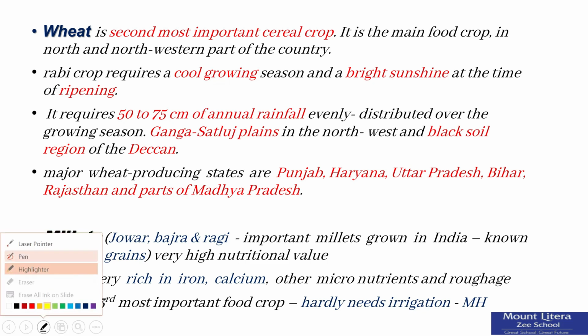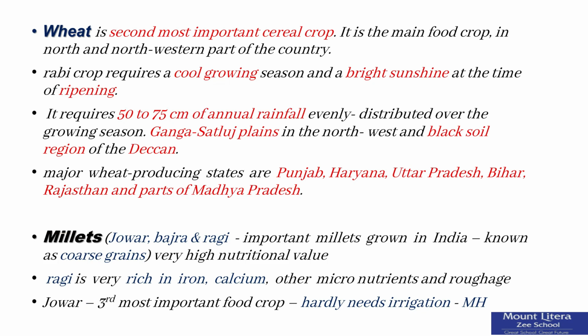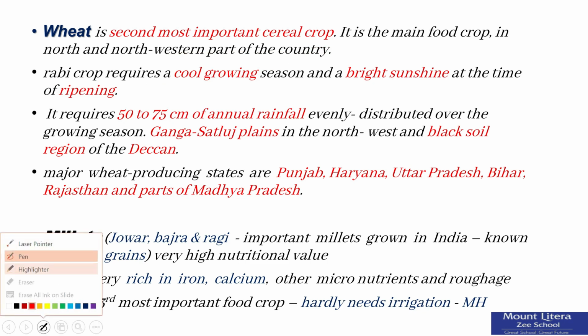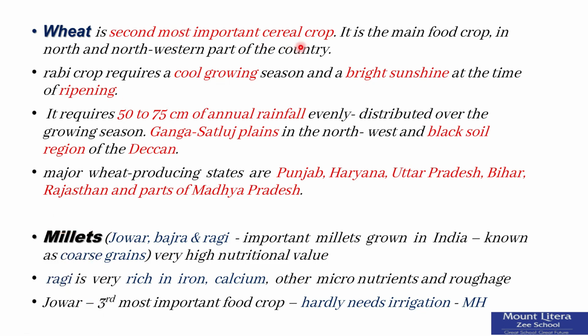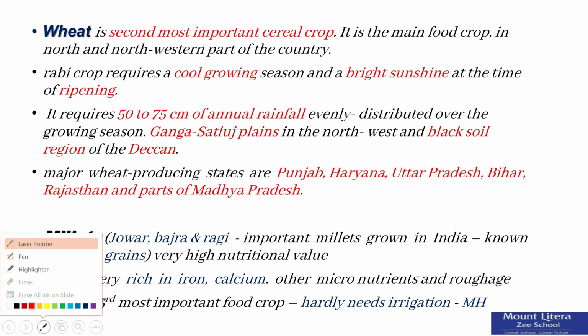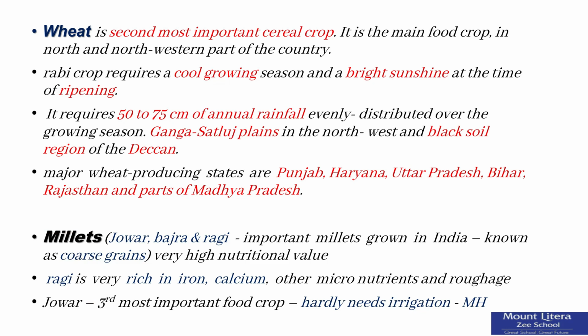Though these are known as coarse grains, they have very high nutritional value. For example, ragi is very rich in iron, calcium, other micronutrients and roughage. Jowar is the 3rd most important food crop with respect to area and production. It is a rain-fed crop mostly grown in the moist areas which hardly needs irrigation. Maharashtra is the largest producer of jowar, followed by Karnataka, Andhra Pradesh and Madhya Pradesh.